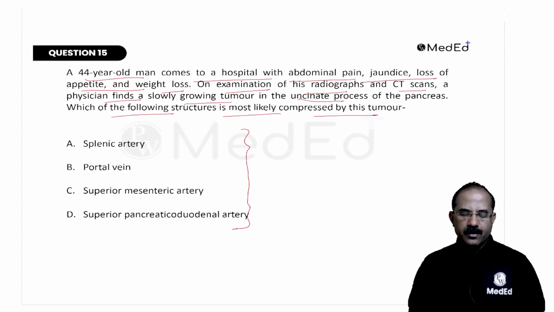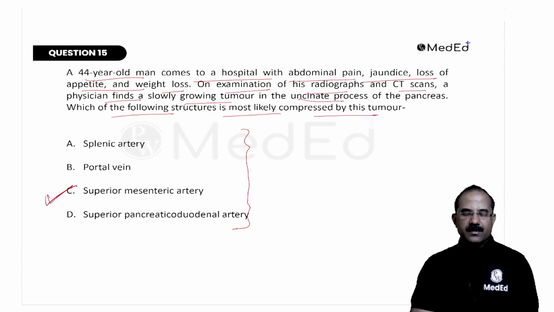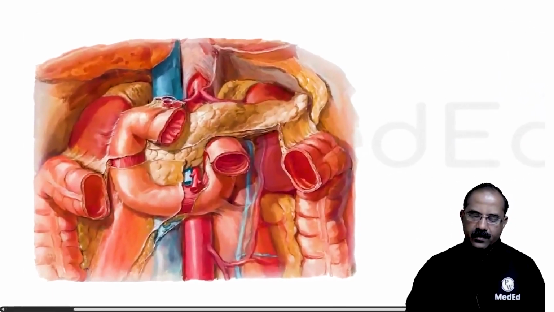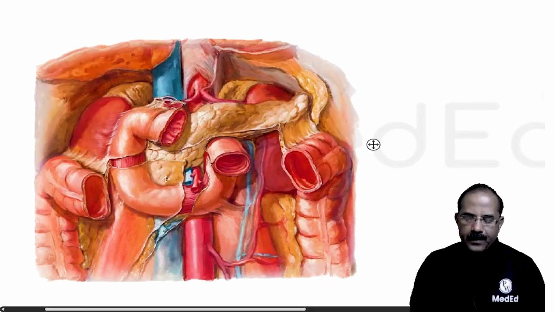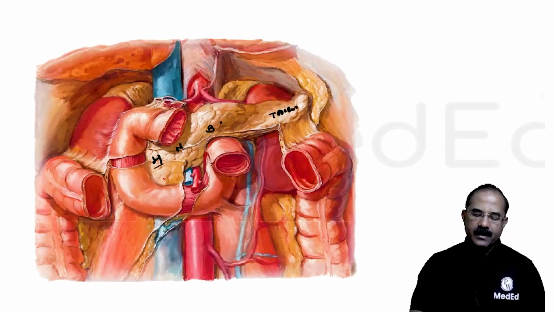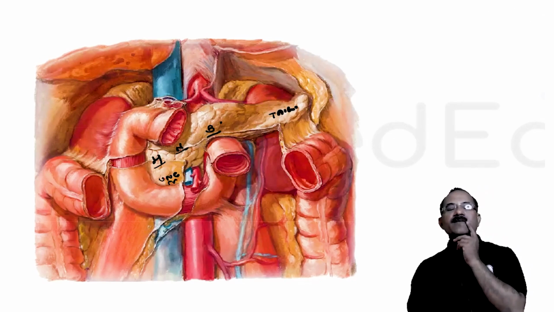Yes, say it, children. Naman. Answer is superior mesenteric artery. Look at the slide. What is this part of the pancreas? That's the head of the pancreas. That's the neck of the pancreas. That's the body of the pancreas. That's the tail of the pancreas. And what is this process? Uncinate process.